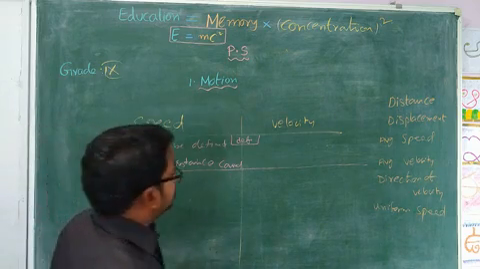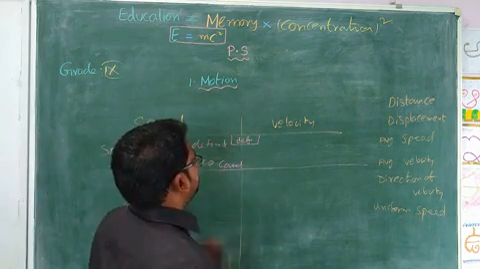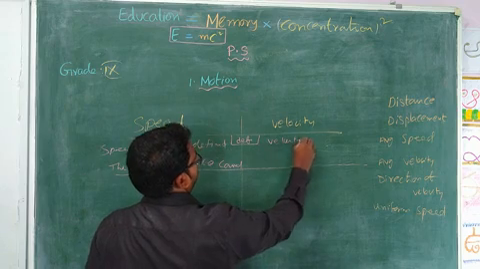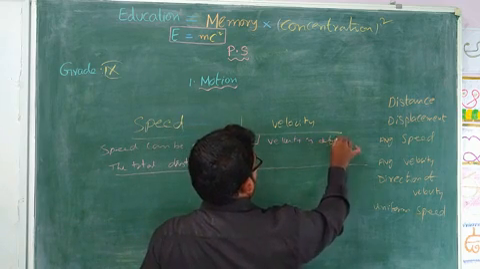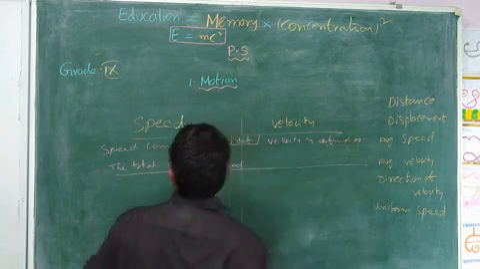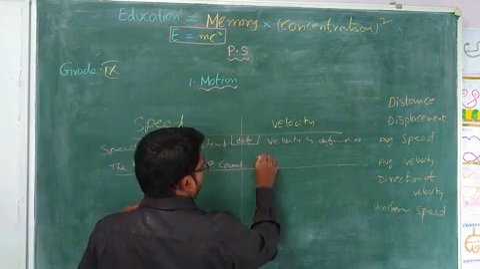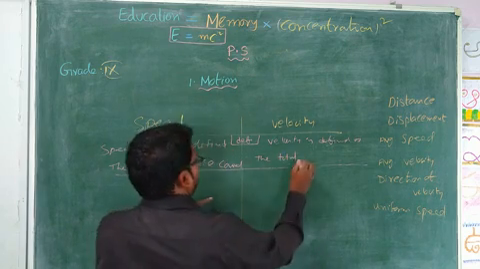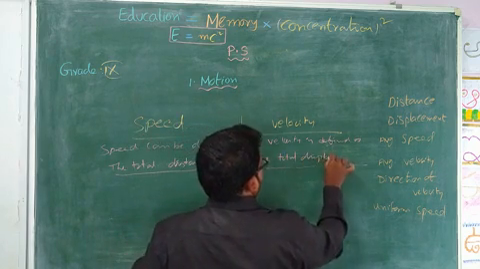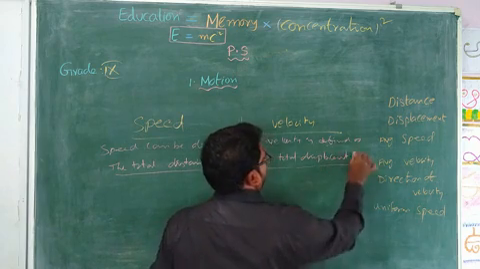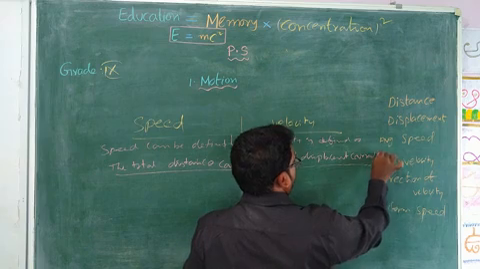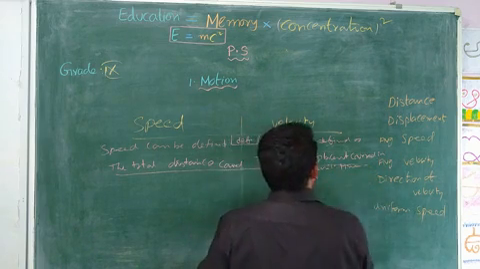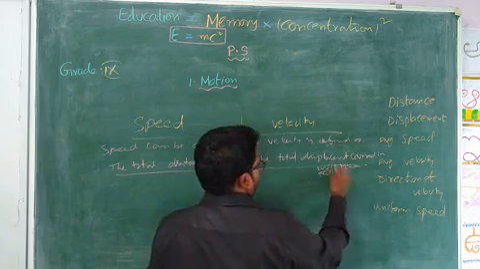Okay. Similarly, when you go for the velocity definition, the velocity is defined as, how have you defined that? The total displacement covered in unit time. That is also called total time.